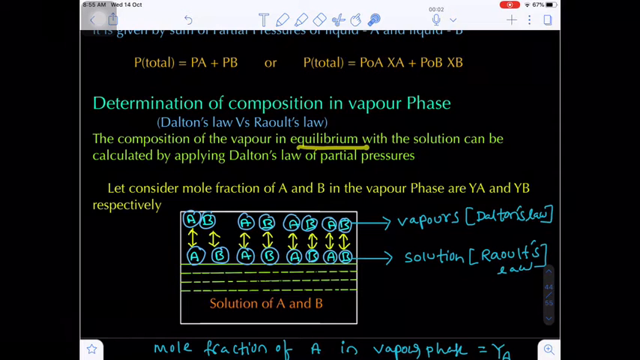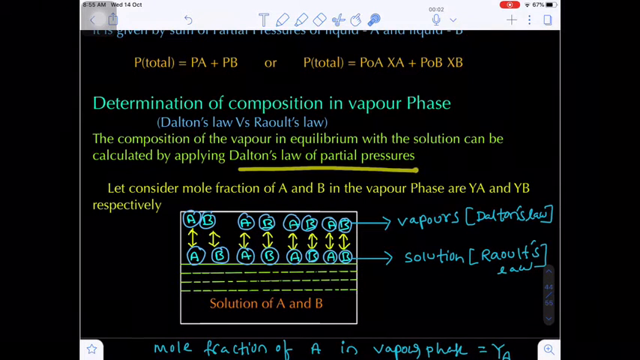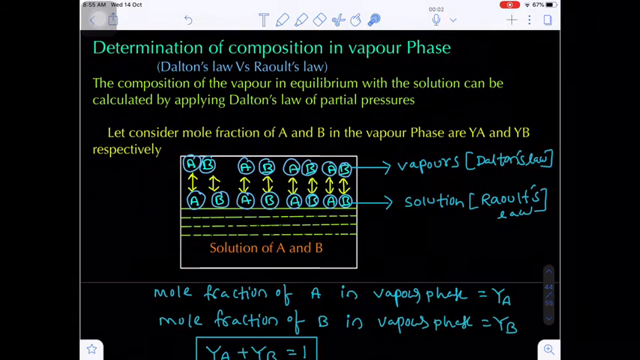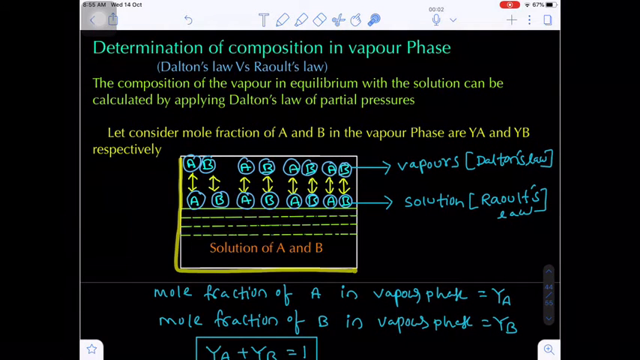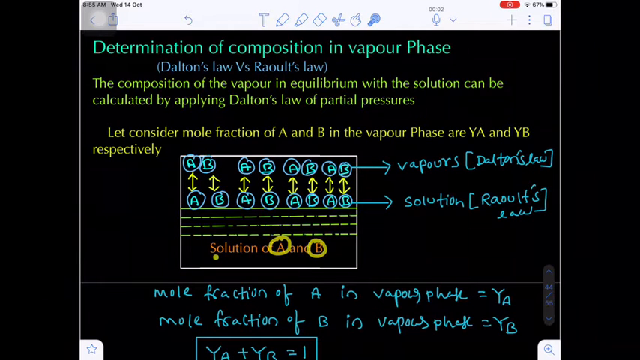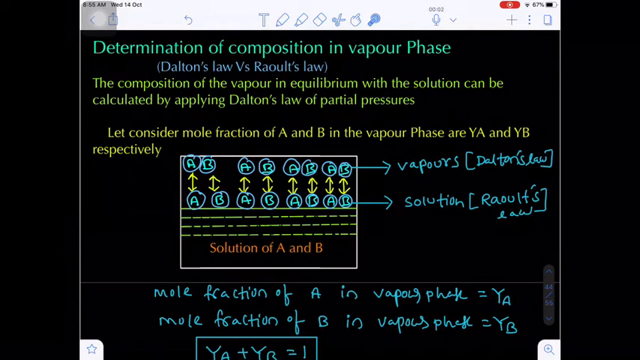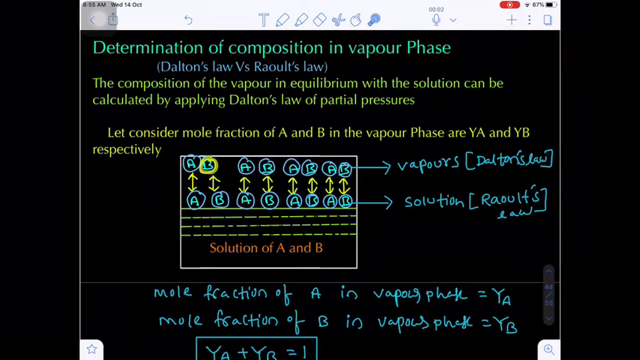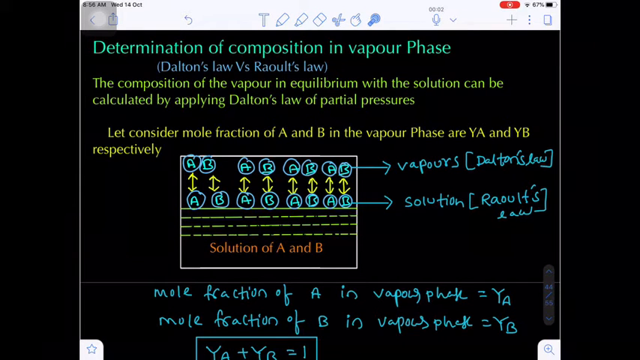The composition of a vapor in equilibrium with the solution can be calculated by applying Dalton's law of partial pressure. Let's suppose this is a closed container at a given temperature. Liquid A and liquid B both form a binary solution. Both are volatile. That means liquid A is undergoing vaporization, liquid B is also undergoing vaporization. After a certain time interval, the vapors will undergo condensation. So evaporation followed by condensation.